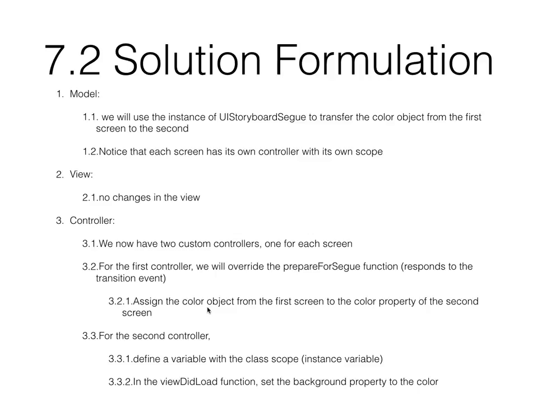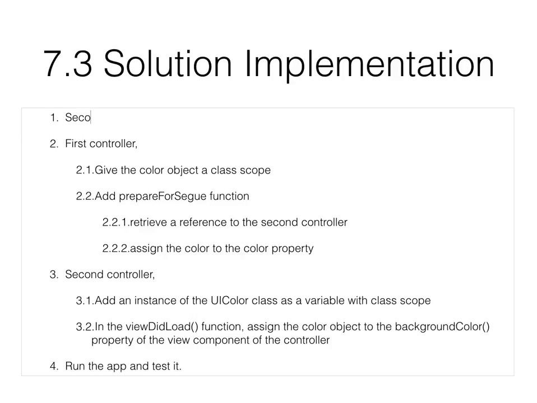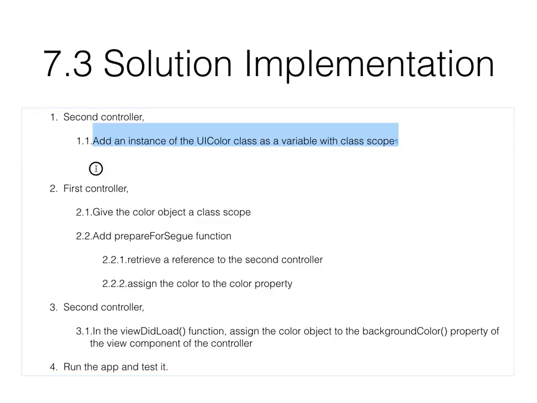On the second screen, I need to create that color object, and then I will use viewDidLoad just for demonstration purposes to color the background of the view. So how am I going to implement this? You can go in the order any way you can. In the second view, I want to add the instance. So actually, looking at this, I want to modify this a little bit. I want to start with the second controller first, and I want to add the instance of the color class here first.